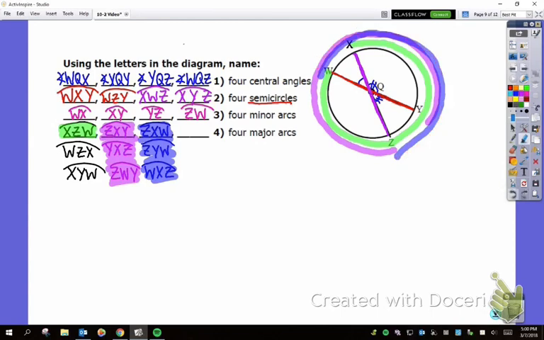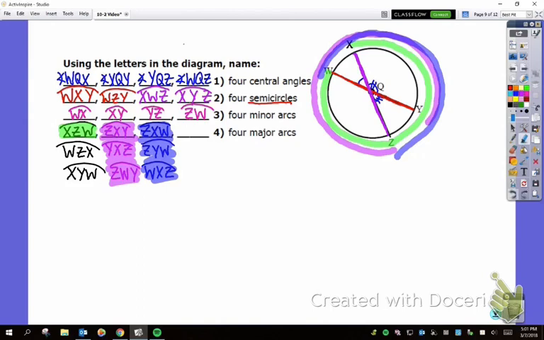So we need to make sure that we're being careful. Let's see if we have a different one. We could go from W to Y to X. That's our green one. We already did that. So we can't even go along our red diameter. That's what I wanted to point out.